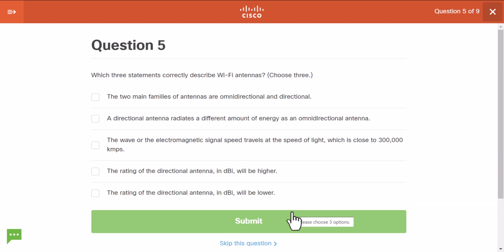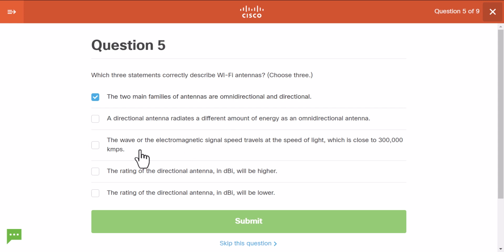Which three statements correctly describe Wi-Fi antennas? The two main families of antennas are omnidirectional and directional. This is correct. A directional antenna radiates a different amount of energy than an omnidirectional antenna. This is not correct. Both antennas connected to the same transmitter will radiate exactly the same amount of energy. The difference will be in which direction this energy goes, right? Omnidirectional will go equally in all directions, and a directional antenna will have a higher gain into a specific direction.